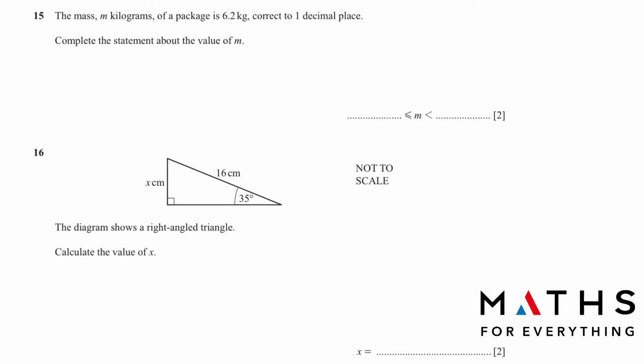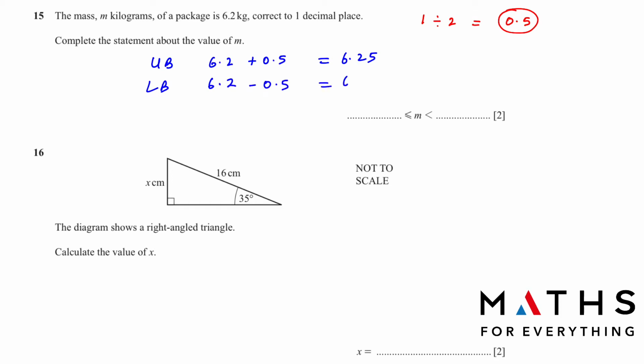M is our mass. When you have 1 decimal place, you divide it by 2. You will get 0.5. So this is what you will add and subtract. For the upper bound, we are going to take 6.2 and add 0.5. It will give us 6.25. For the lower bound, we take the same 0.5, but we subtract. That will give us 6.15. The smaller number we write here and the bigger number here.